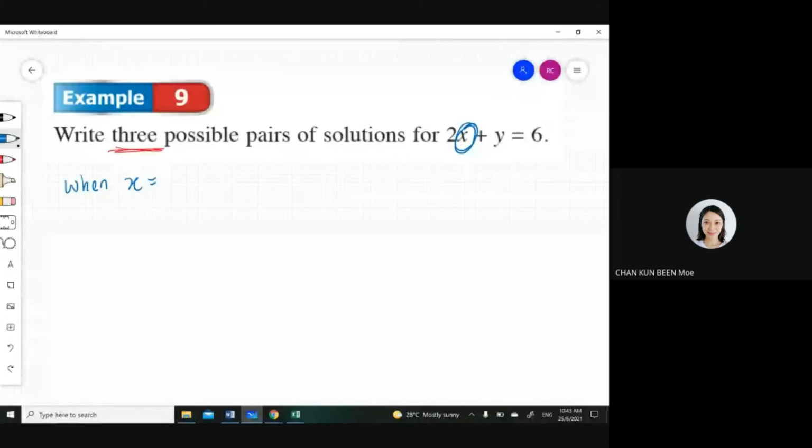It can be any number from 0 until 100, 1000, 1 million also can. Can you give me a suggestion? What is the number that you want? Can we start with 0? Okay, we start with 0. Okay, let's see how to solve it.